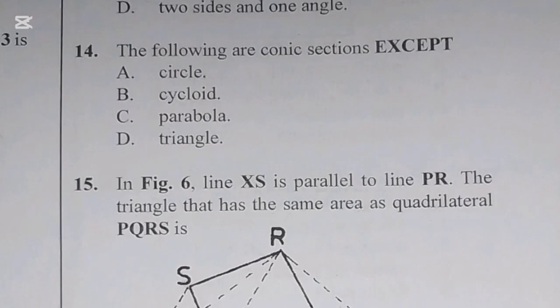The following are conic sections except: a circle is a conic section, because when we make a cutting plane pass through a cone, when viewed from the top, we're going to be seeing something like a circle or ellipse. Then parabola the same, triangle the same. So the odd one there is cycloid. The answer is cycloid. Cycloid is not a conic section.